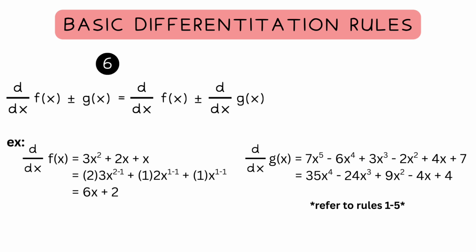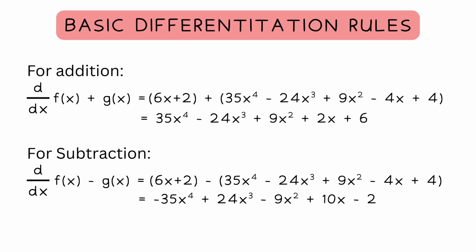So to summarize, Rule 4, keep the constant. Rule 5, multiply, then subtract 1. And Rule 6, differentiate each term separately. So we do the same for the derivative of g of x. So then of course we do addition or subtraction to both f of x and g of x. So we have f of x plus g of x, and this would be the answer, and f of x minus g of x, and this would be the answer here as well.